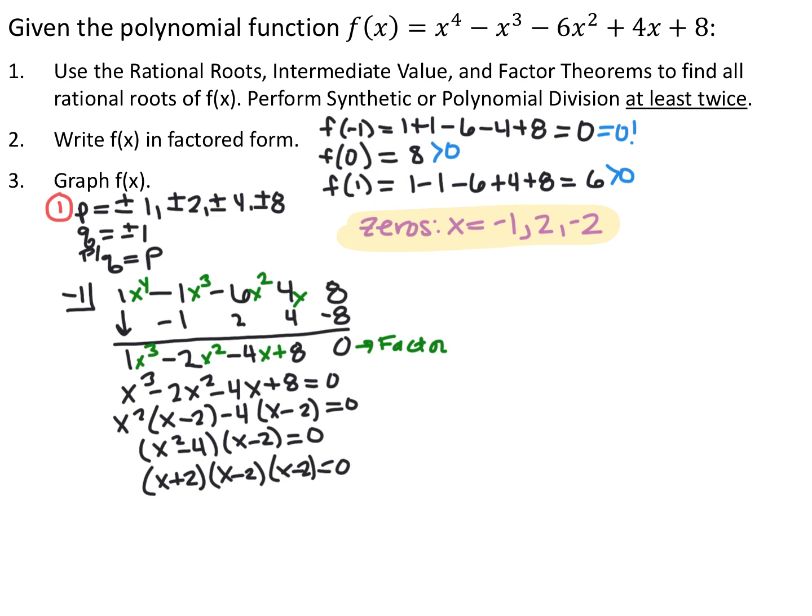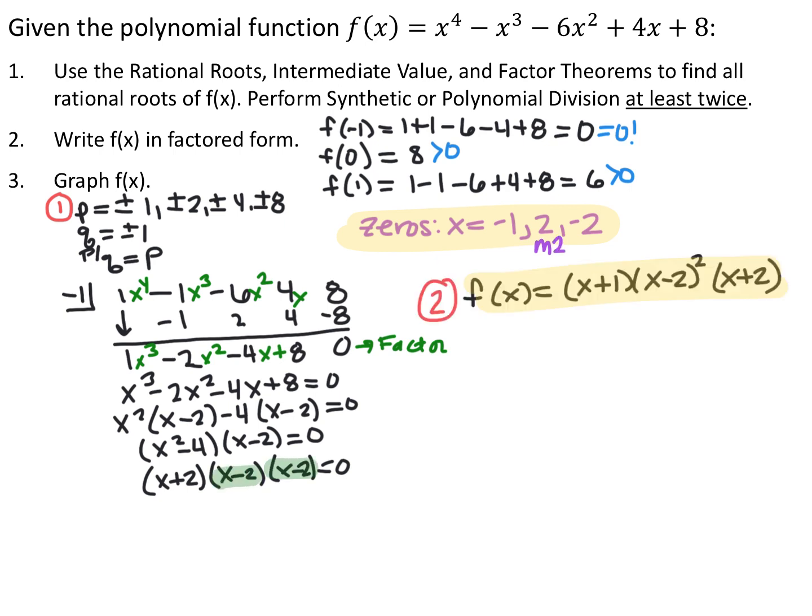If it did not factor by grouping, you would take this reduced polynomial and keep looking at your p's and q's and see if you can basically guess and check until you find another one. So in this case, it factored by grouping, so I factored it and I found that my other two zeros were 2 and -2. I noticed that this factor of x minus 2 shows up twice, so that indicates that it actually has a multiplicity of 2 because it showed up in 2 different places.